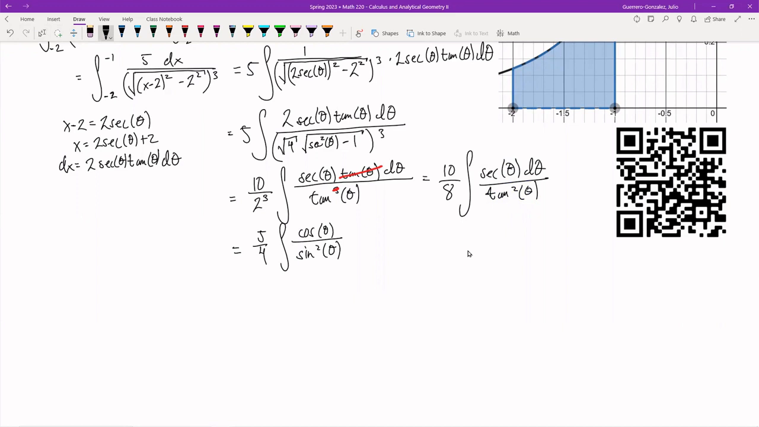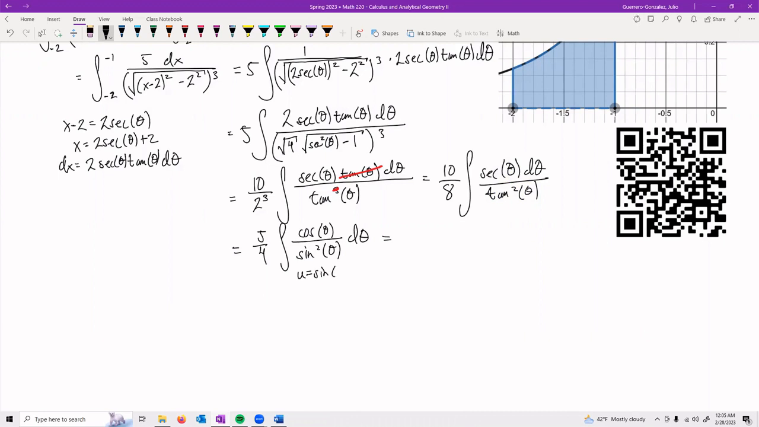Okay, and this right here is a good old U substitution. Okay, and then d theta. And your final answer, when you do U substitution for this, so I'm going to go ahead and do let U, right? U is going to be sine of theta, which means du, right, should be cosine theta d theta.